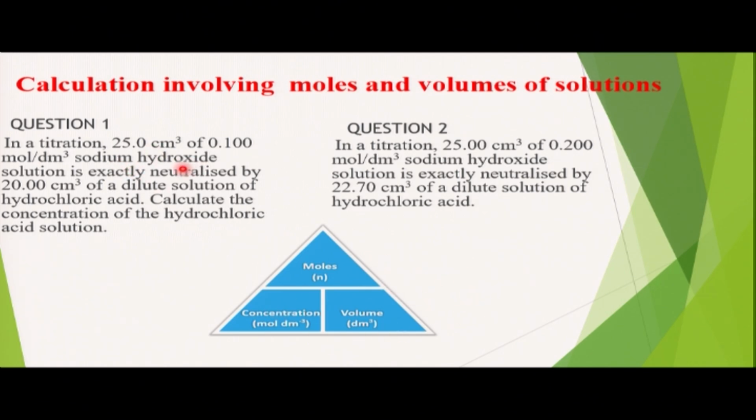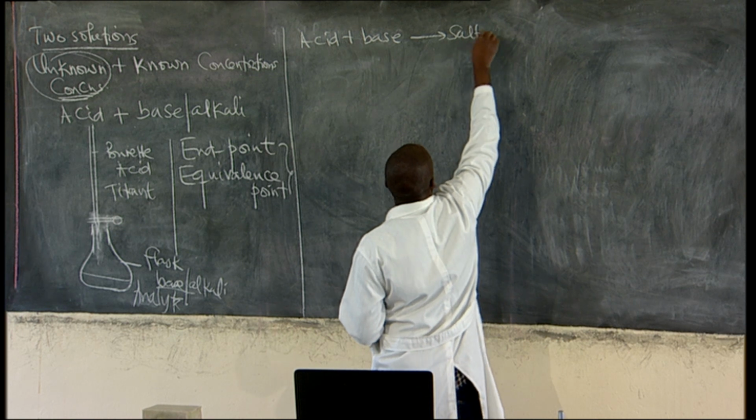In a titration, 25 cubic centimeters of 0.1 molar sodium hydroxide solution is exactly neutralized by 20 cubic centimeters of dilute solution of hydrochloric acid. So for these reactions, because we have said you have two reactants, the acid and the base, and this, of course, gives the salt and water.